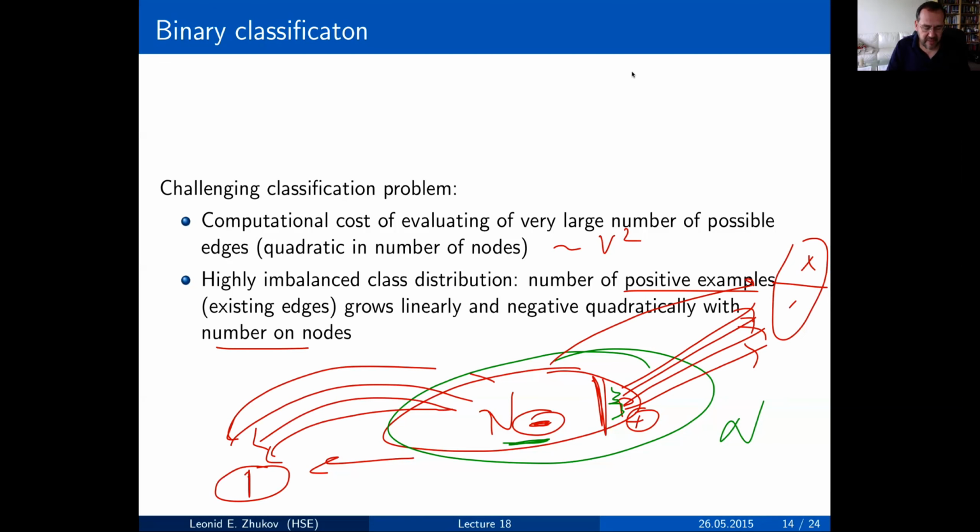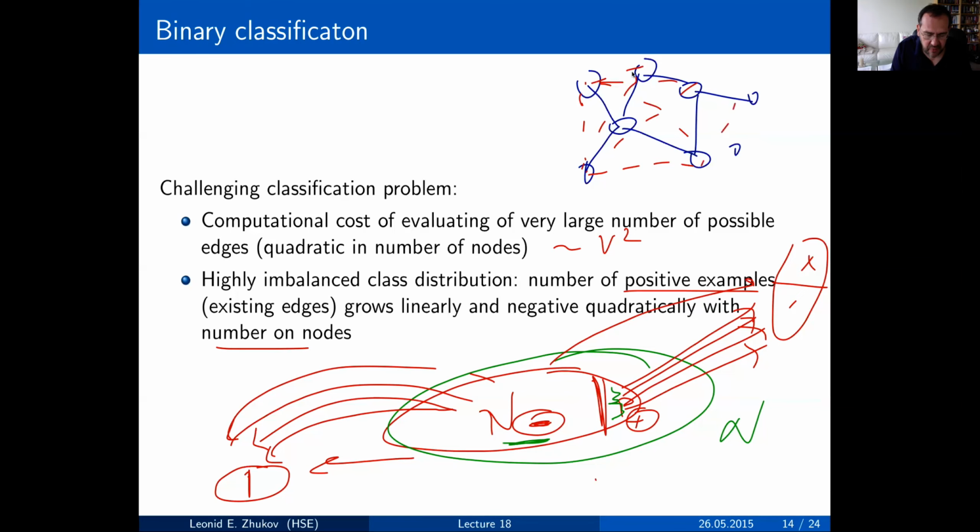So in our case, it means the following. When we try to look at the graph and edges between nodes, negative in this case means a missing edge. And there will be many more of those missing edges compared to existing edges, right? Because they're quadratic in number. I can start drawing these missing edges. There will be lots of them. There are many more of those than present edges. And that means the negative class will be much, much larger than positive. And that means for a classifier, it's going to be very, very hard to train on this. Okay? So that's the real difficulty in here.